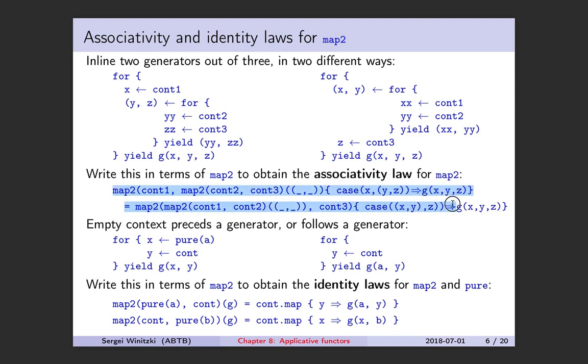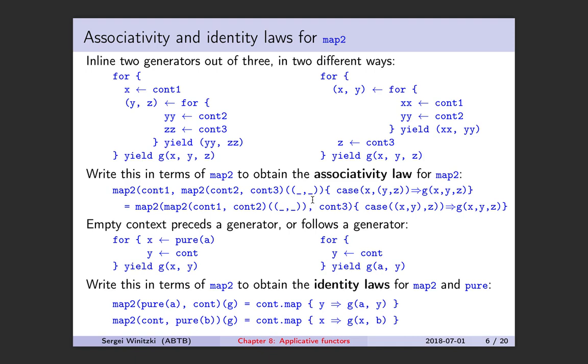So therefore, this is the associativity law for map2. Let's consider the identity laws. Identity laws express the relationship between map2 and the pure method. So it appears that applicative functors also need the pure method. It's very useful to demand that the pure method exists and satisfies identity laws.